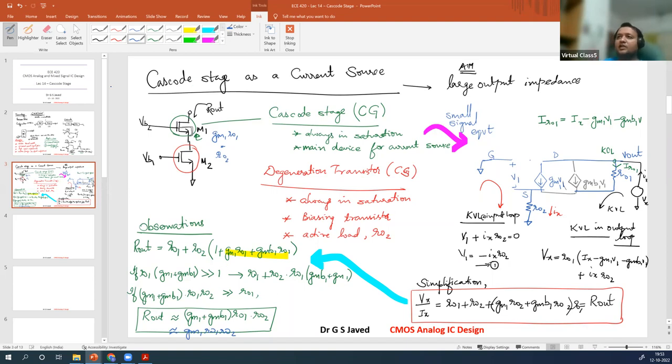Another way of saying it is that you will see these terminologies being used more frequently. Here, M2 boosts the output resistance of M1 by a factor. Or you can say M1 boosts the output impedance of M2 by GM1 Rout. Okay. So this is the RO2. This Cascode device boosts the output impedance of this transistor by GM times Rout. So you can boost the resistance using a Cascode device. This is a very good application that you can use. So this is the Cascode stage as a current source.